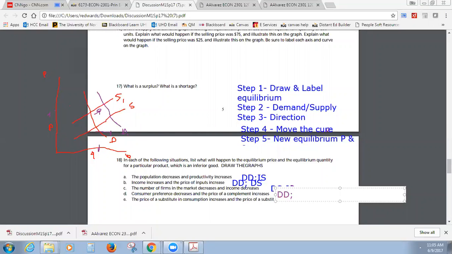So if the price of jelly increases, that means the quantity demanded of jelly decreases. If the price goes up, quantity demanded goes down. If it's a complement, that means the demand is going to shift back with it. So if consumer preferences change and the price of a complement increases, right? What's going to happen? Demand's going to go down for both.